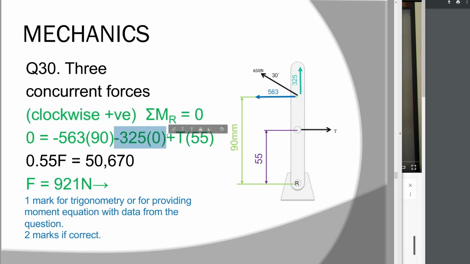That just disappears. Okay, so one mark for the trigonometry, or for providing the moment equation with some data from the question. Always just write something in here, even if you just kind of made up numbers. I would still probably give you 1 mark for writing something in. Sum of the moments about R, well, that might get you a mark, depending. Probably not, but hey, better to write that than nothing.